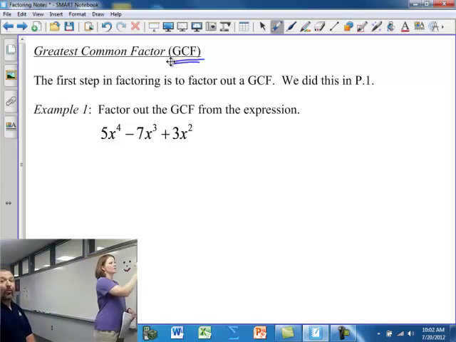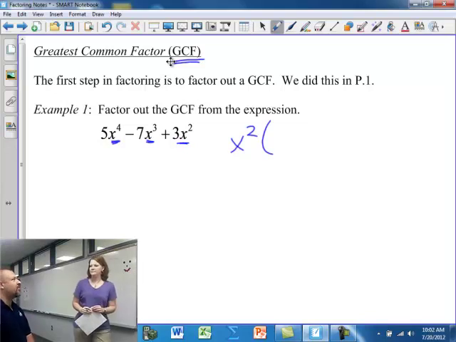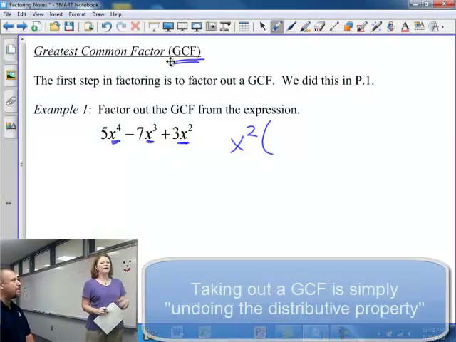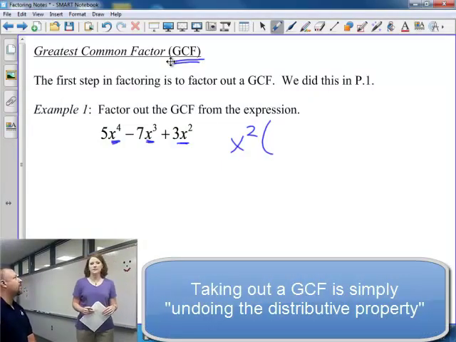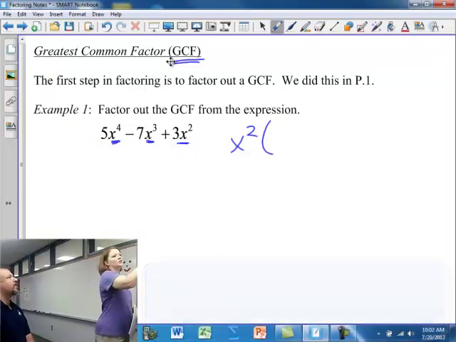Well, they all have at least an x squared in them. So let's go ahead and take that x squared out. Taking out a common factor kind of means dividing, actually. If we have x to the fourth, remember that means there are 4 x's. So I'm going to put 2 of the x's in front of the parentheses, and we're going to have the other 2 x's left over afterwards.